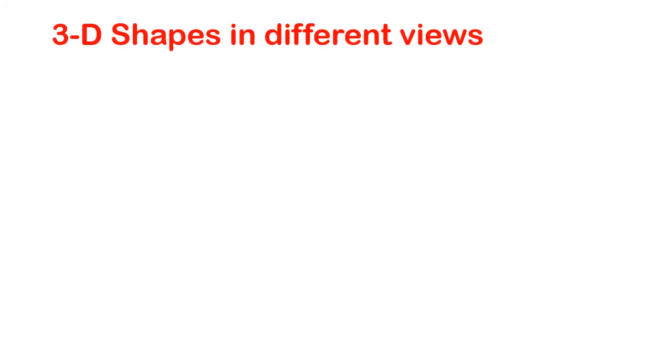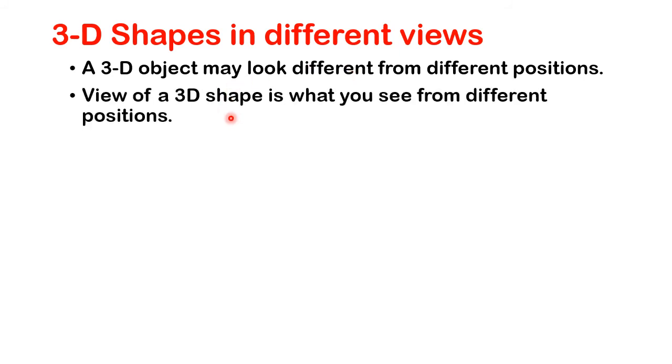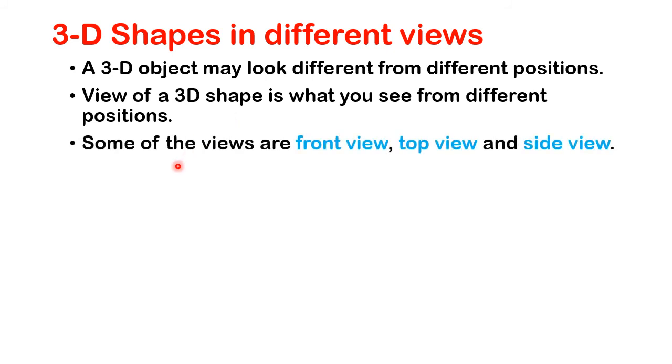The next one, 3D shapes in different views. A 3D object may look different from different positions. A view of a 3D shape is what you see from different positions. Some of the views are front view, top view and side view. Now we are going to look at the objects from the front, then from the top, then from the side, right or left.